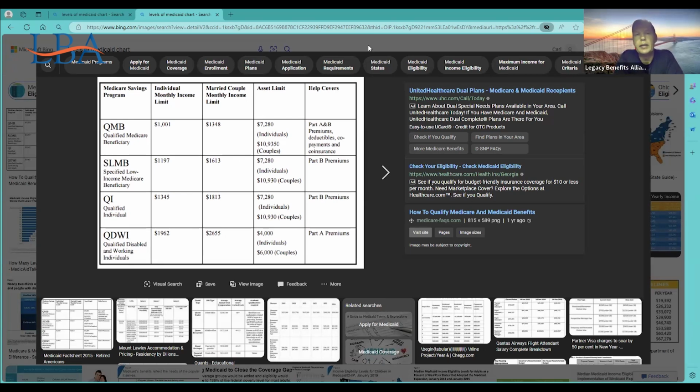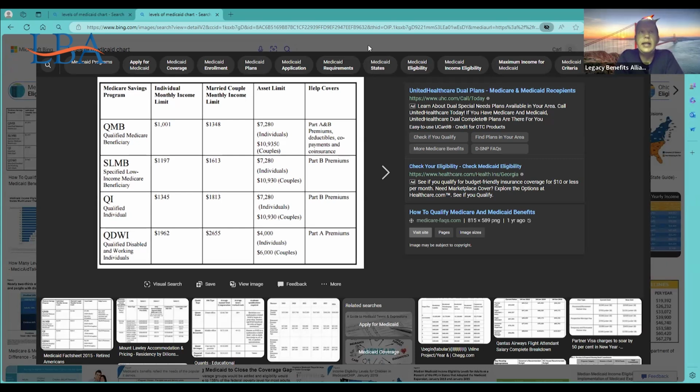But again, what does it do? It pays Part B premiums, and then the restrictions are a little bit higher. And then finally, we have full Medicaid, right? Which is QMB. Now, some states are silly.